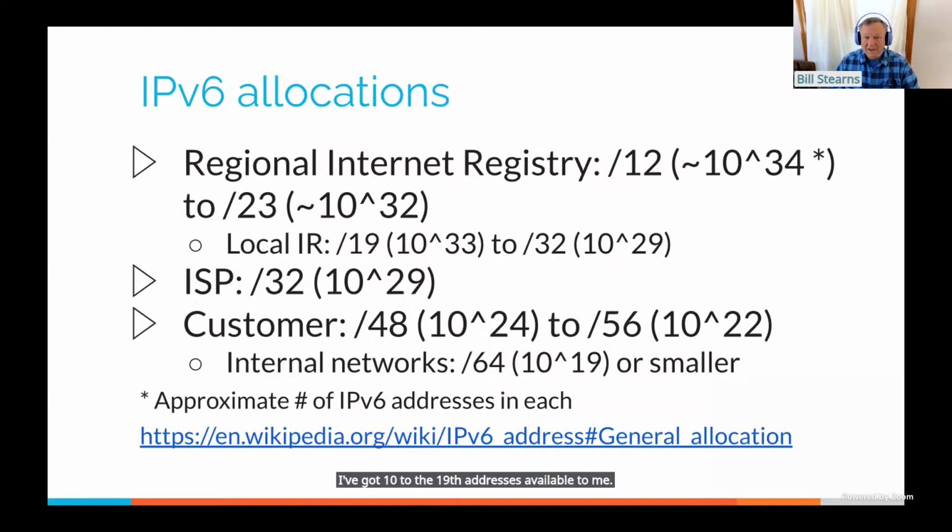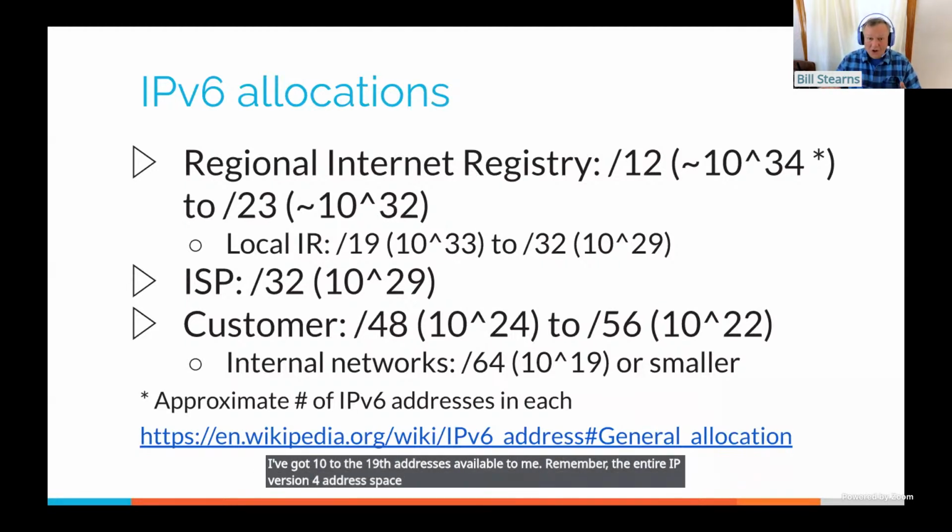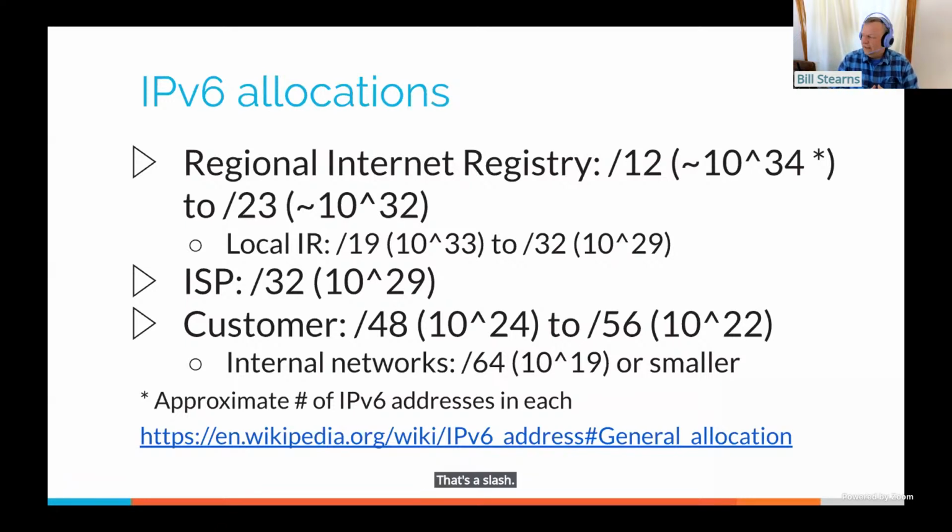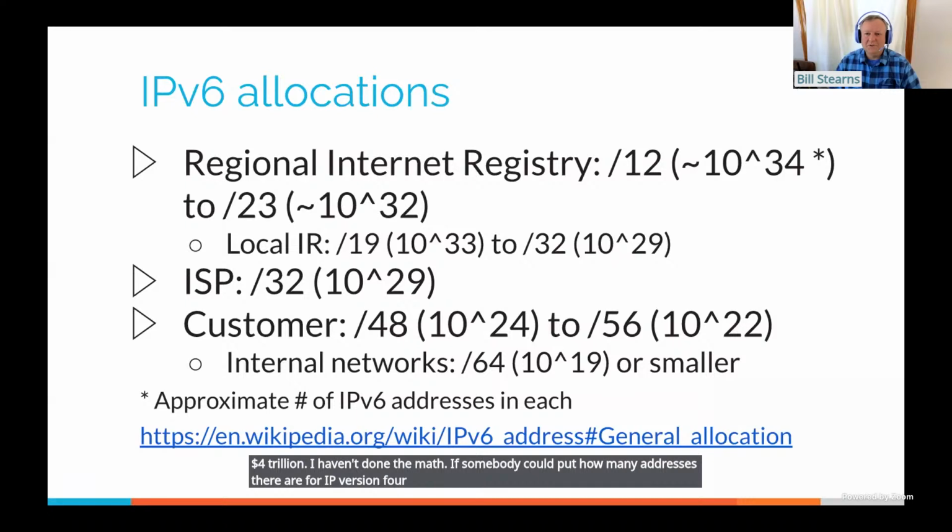Remember, the entire IP version 4 address space, all of it, if it was handed to me and I got to use every single IP version 4 address, that's a /32. About 4 trillion. I haven't done the math. If somebody could put how many addresses there are for IP version 4 just on a calculator, do 2 to the 32nd.